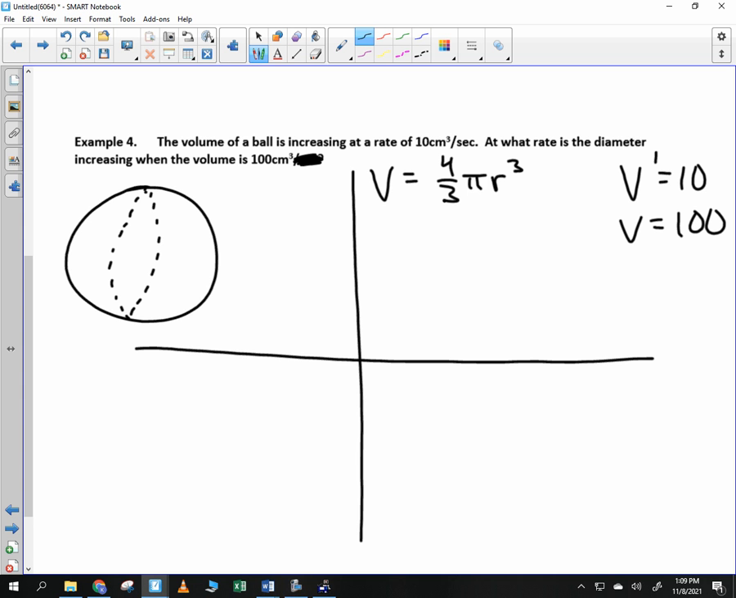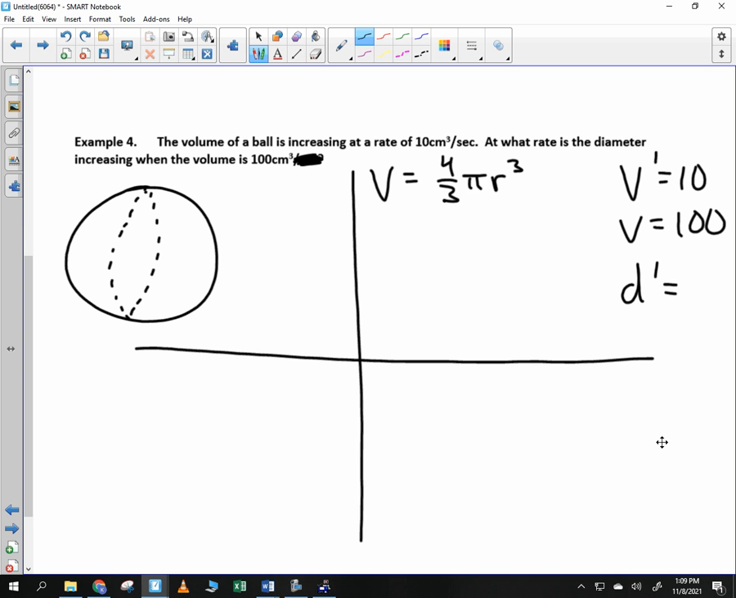It says, at what rate is the diameter increasing when the volume is 100 cubic centimeters? Are we okay with that right now? Okay, now, what are we looking for in the problem? The rate of the diameter, agreed? So we're looking for d prime. Now, get ready because we're going to make your mind explode here, okay? If I take this derivative, will I come up with a d prime? No. You don't have a d variable at all, do we? No. So we've got to change that.